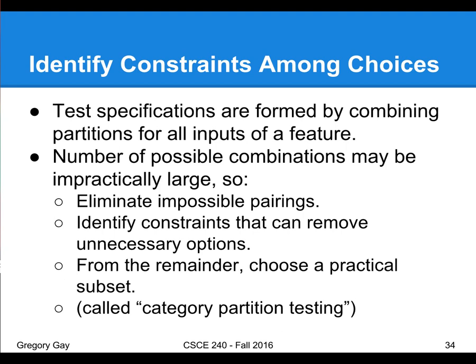You might consider weird corner cases. Ones that you don't need to try multiple times. They should work as expected, but you're going to try once just to make sure. And you can identify constraints between these where, well, if you're applying this partition to one input, then this other input must also have a particular partition. And from the remainder, you can choose a more practical subset to apply to your system.